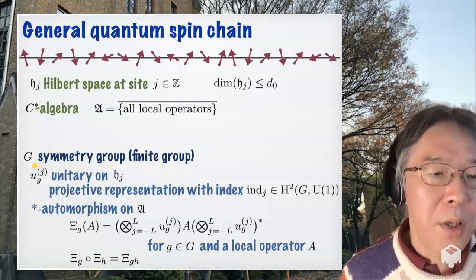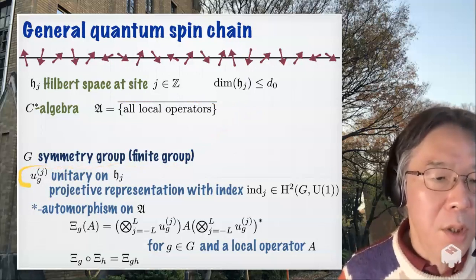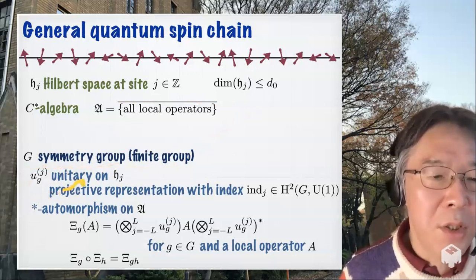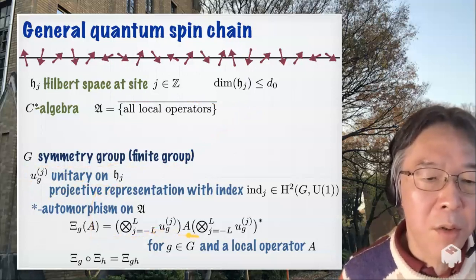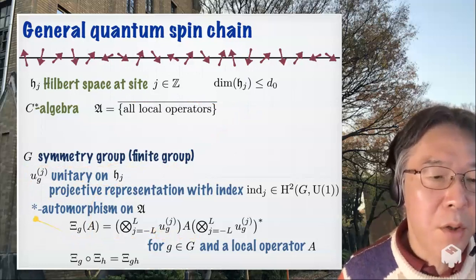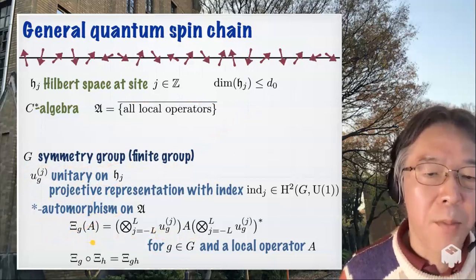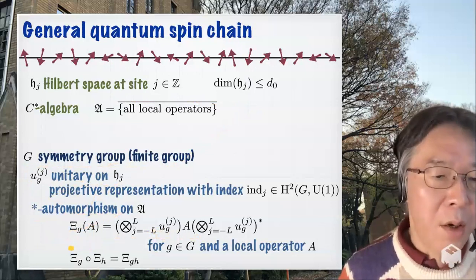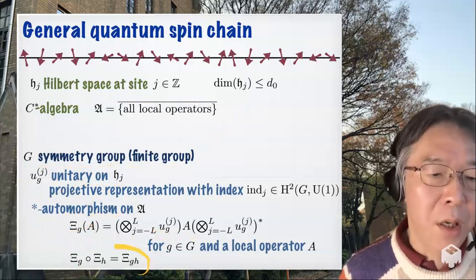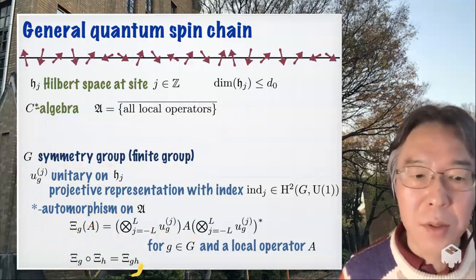And we have finite group G, U_g, the projective representation on each site. This I already said. And this is a transformation of any local operator. And here we call it star automorphism on R and write it in this way. And of course, it's trivial, but this star automorphism gives you a representation of the group G. Good.